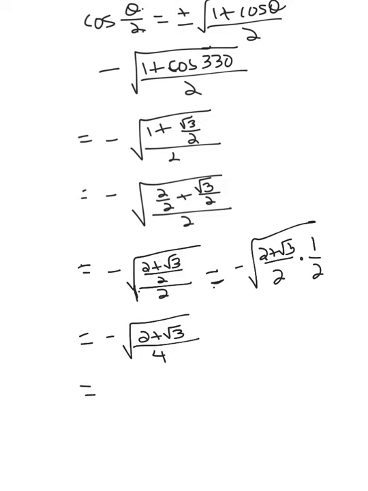Rules for square roots say you can split it into the square root of the numerator and the square root of the denominator. We cannot do anything with that square root of the numerator, so it's going to stay the square root of 2 plus the square root of 3. But the square root of 4 equals 2. Now that is your final answer.